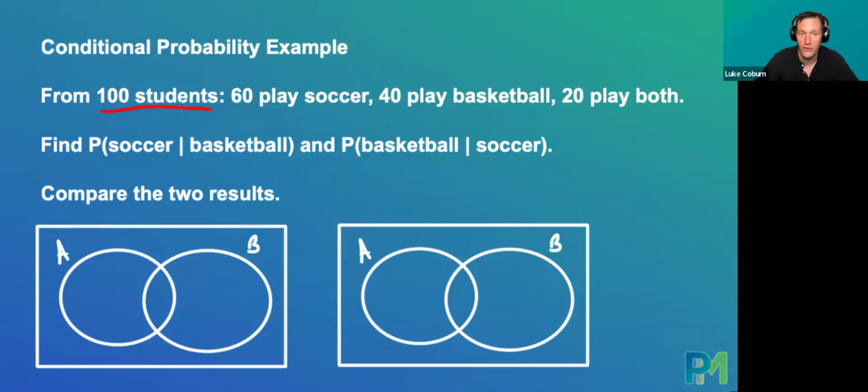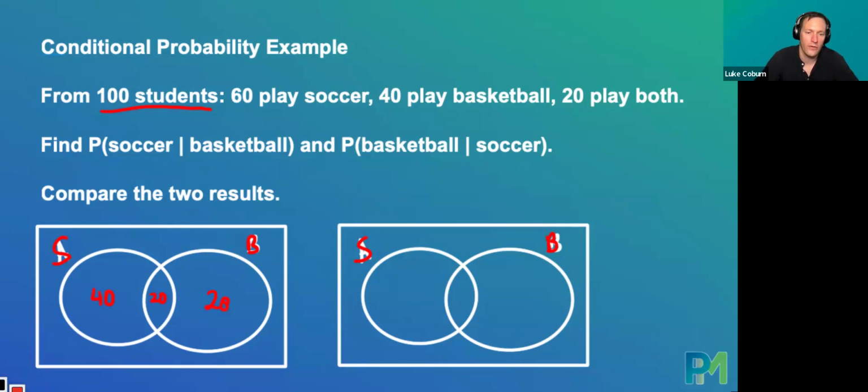So in this first one, I'm just going to put in the numbers. There are in total 100 students. 60 play soccer, so I'm going to label this one soccer and this one basketball. 60 students play soccer, 40 students play basketball, and 20 play both. So this is 20. Now 40 play basketball, so there's another 20 here. And 60 play soccer, so there's another 40 here.